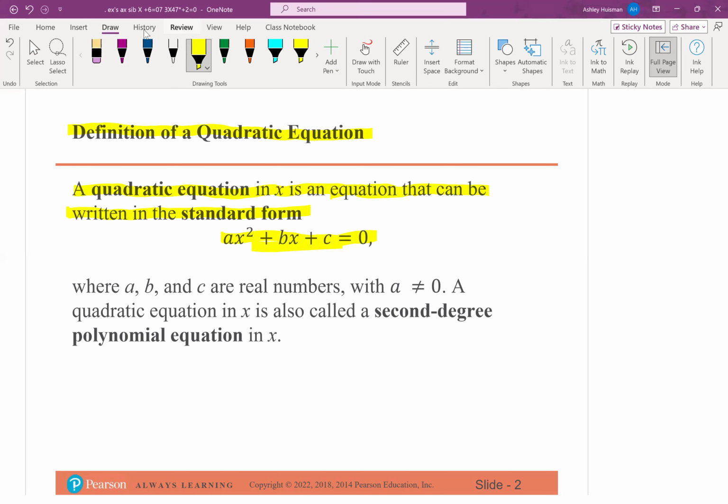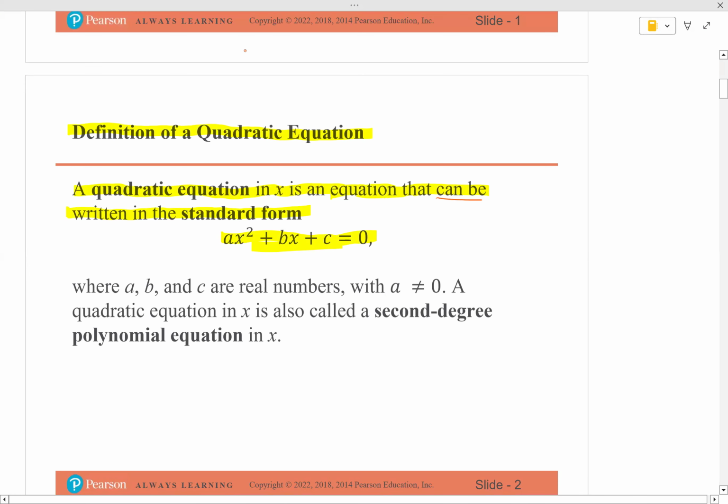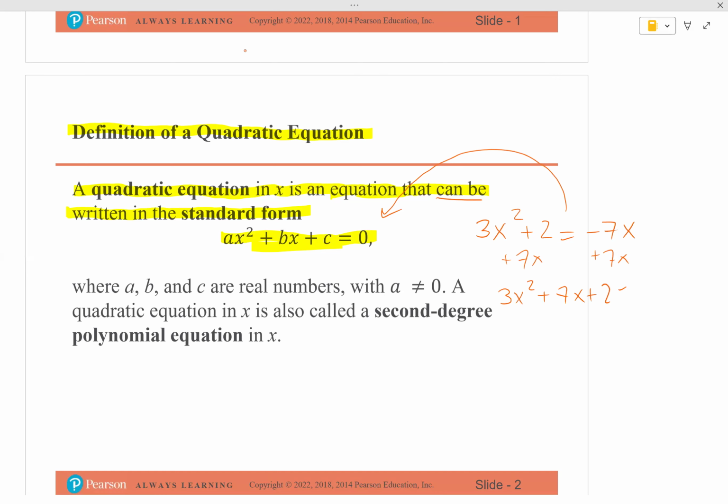Notice that they say it can be written in standard form. So if the terms are all mixed up, like the one above, 3x plus 2 equals negative 7x, that's still technically going to be a quadratic equation, even though it doesn't look like it. I can move some terms around to make it look more like the standard form. It doesn't have to look like this right off the bat. As long as there's an x squared term, then it's probably going to be quadratic.